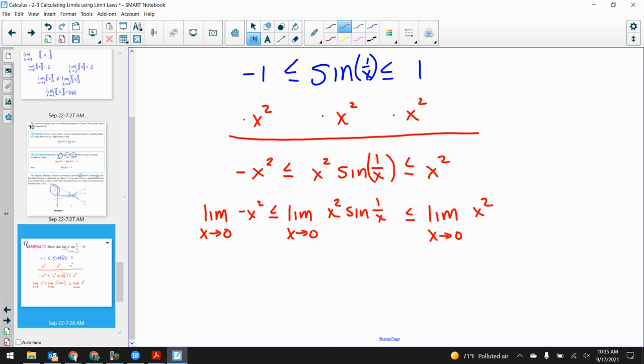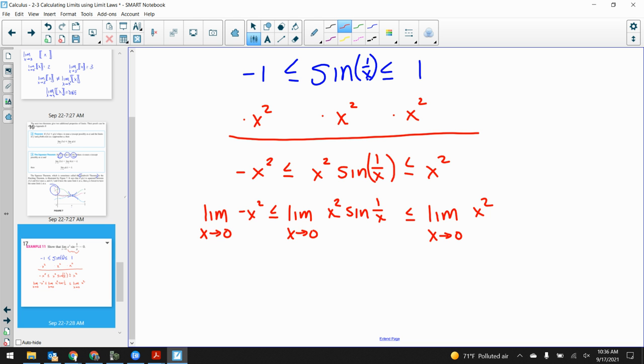Think about the limits on either side. How do I get them this good? Think about the limit of negative x squared and the limit of x squared. So you doing all right? What's that? Okay, I'll come to you in a second.